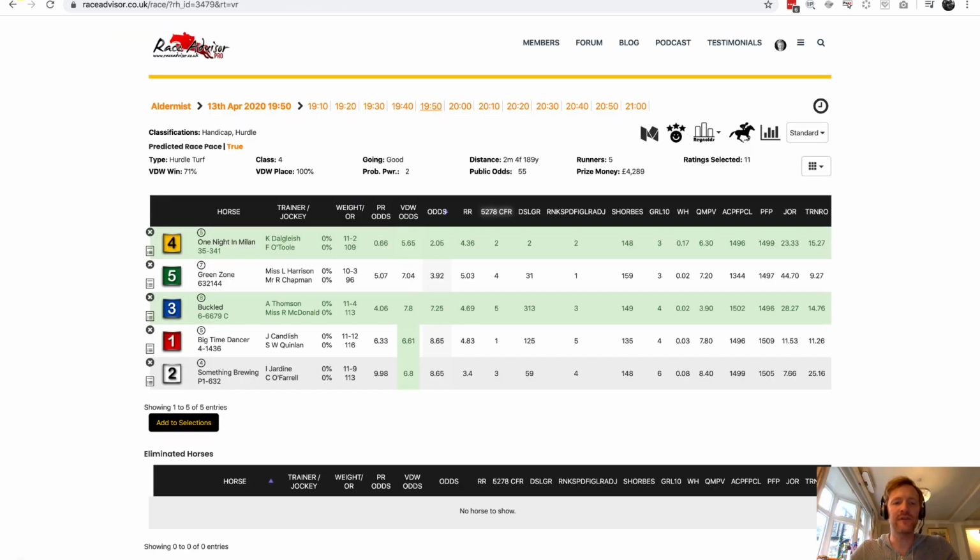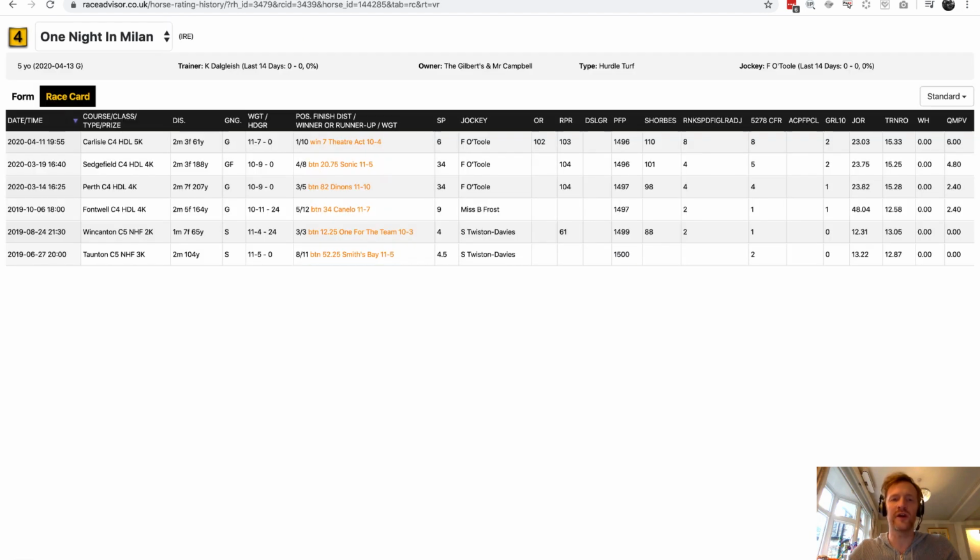So the first thing, I'm going to flip back over to the race, because it's a hurdle turf race, class 4, good ground, over 2 miles, 4 furlongs, with 5 runners. Prize money is just over £4,000, and this information we're going to use back on our horse's form. So hurdle turf, class 4, good ground, 2 miles, 4 furlongs.